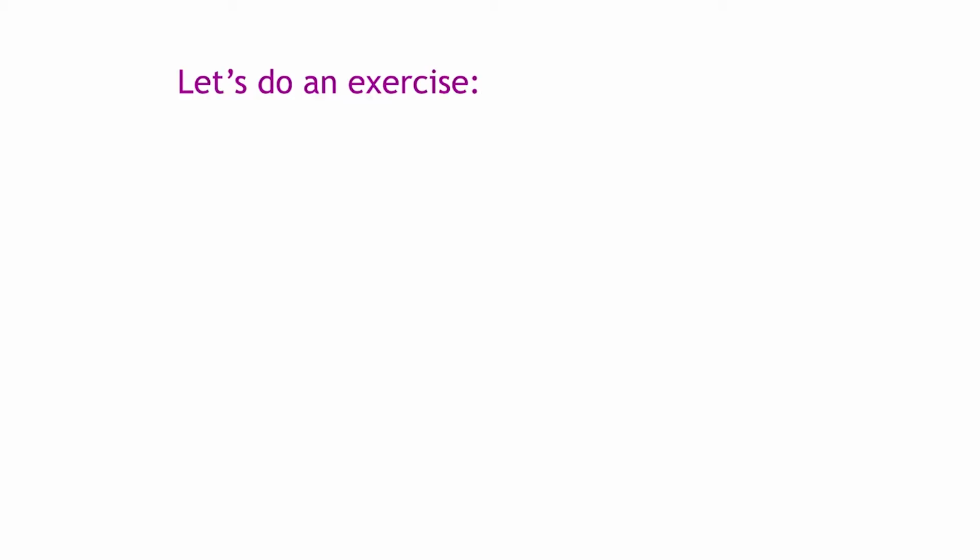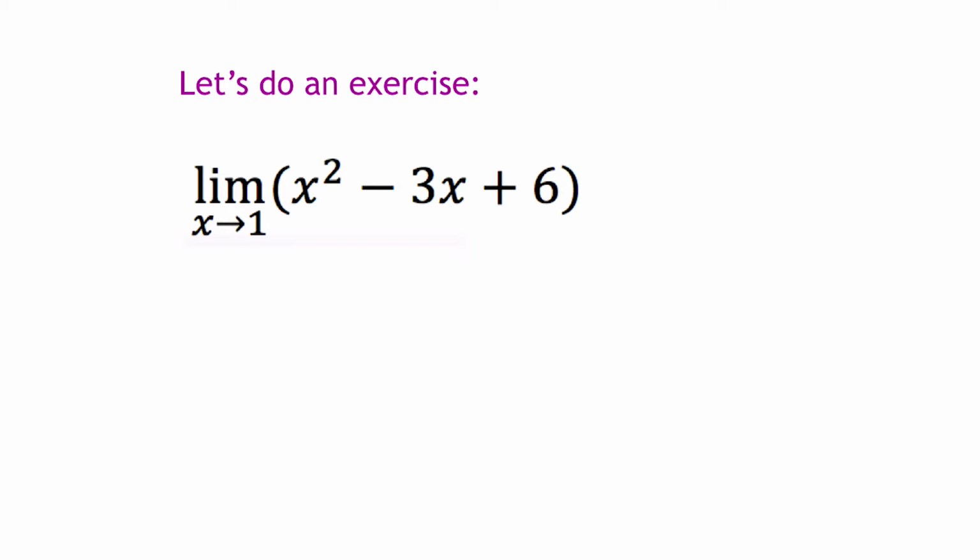So let's do an exercise. What is the limit of this quadratic function as x approaches 1? Now, quadratic functions are polynomials, and polynomials are continuous functions we just talked about. And the domain of polynomials is from negative infinity to positive infinity, the entire real number line. Obviously, we can apply the direct substitution property. So we can just plug in the value of 1 for x. So it's pretty straightforward. The answer is 4.